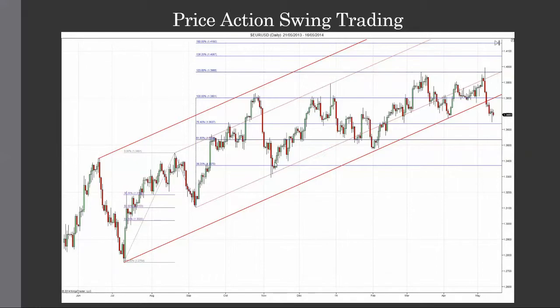And then sure enough, we've had this rejection, and we've had further pin bars here, these long tails indicating rejection from this support once again. This is what we want to be looking for.